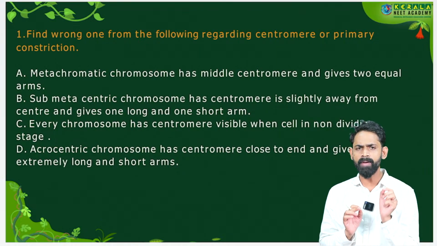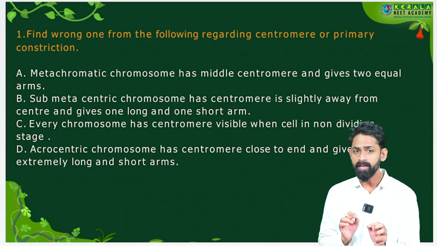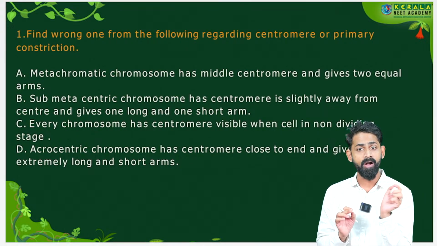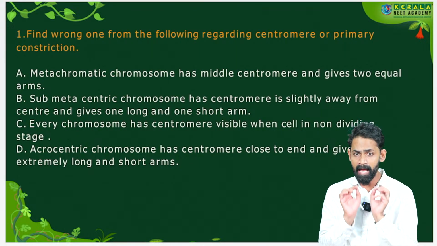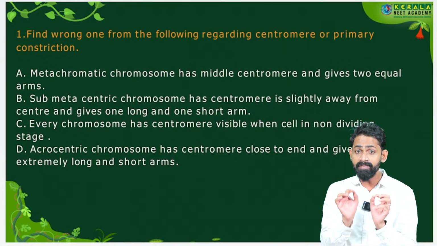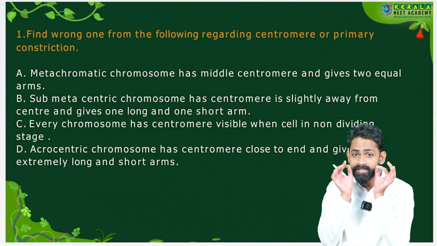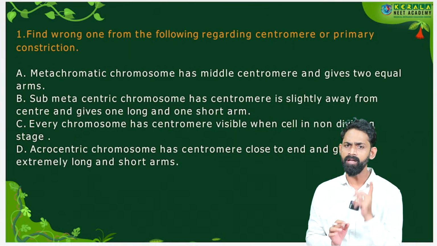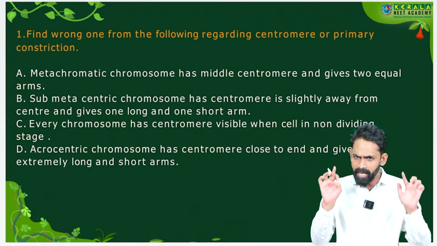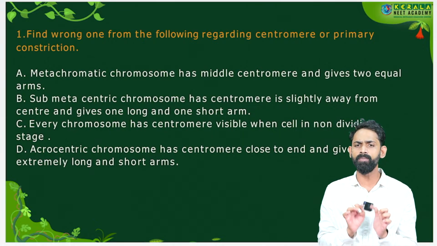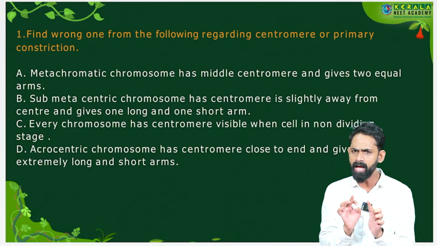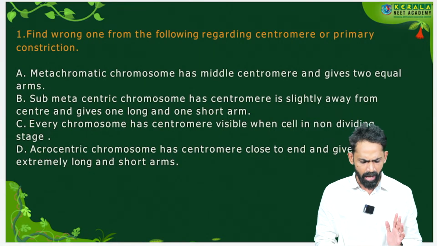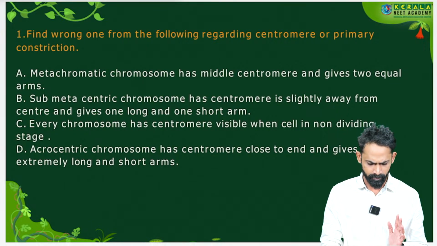Every chromosome has a centromere visible when the cell is in the non-dividing state. It is not visible in the non-dividing state. The centromere or primary constriction is visible only when the cell is in the dividing state. This point you may sometimes miss, so be careful. I said this particular area, classification of the chromosome based on the centromere, almost always has one question asked. Now I am moving to the next question.